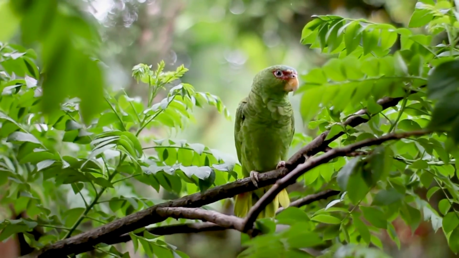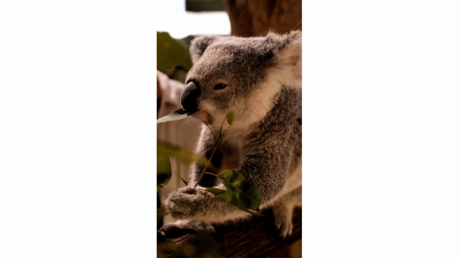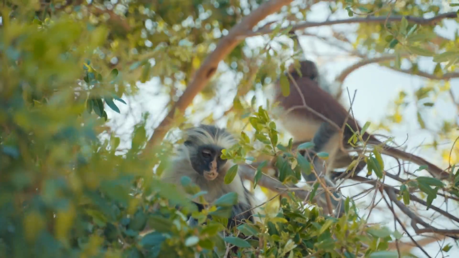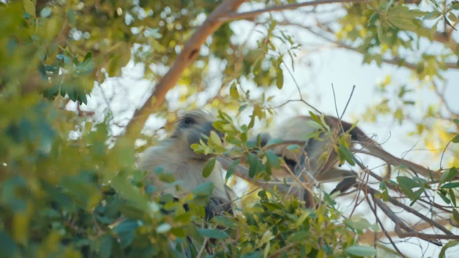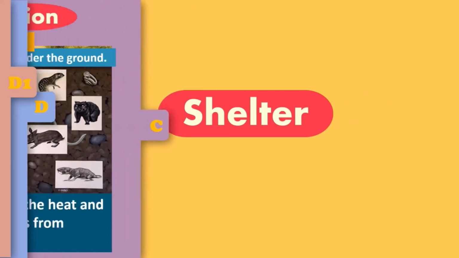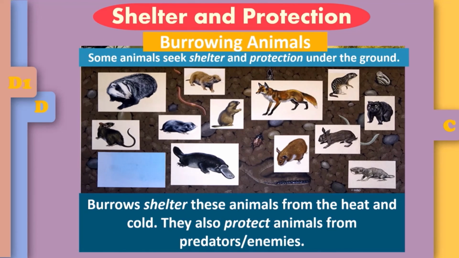Trees also provide shelter to many animals like koala and birds. Monkeys also. Trees keep the animals safe from their predators on the ground. Some animals seek their shelter and protection underground, like burrowing animals. A burrow is a tunnel or hole that an animal digs for a place to live or as a place of protection. Burrows provide shelter from predators and extreme temperature. Insects, clams, sea urchins, spiders, and worms all exhibit burrowing behavior.